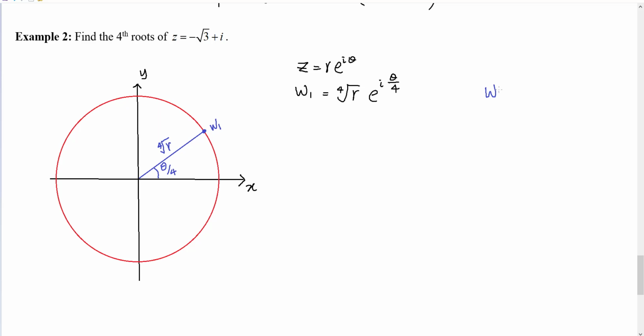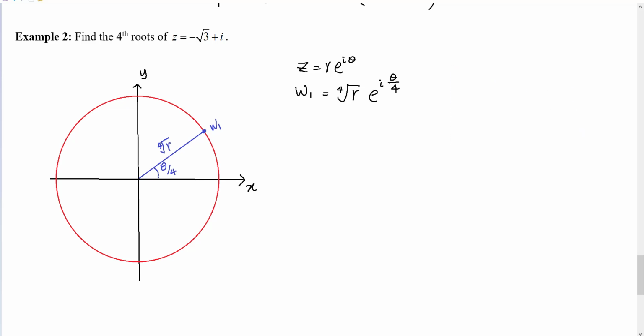Once you find w1 such that w1 to the 4 equals z, I'm going to show you how to find w2, w3, and w4. There are always n nth roots of a complex number. So let me start with just an example, and I will explain why that is later. Now I'm going to first convert the given complex number to polar form.